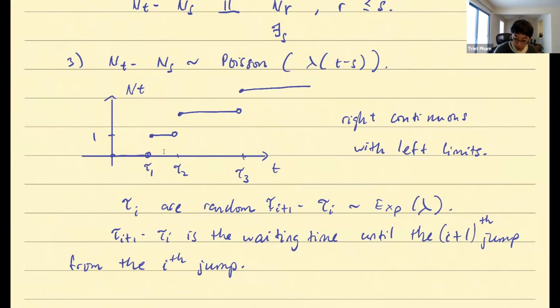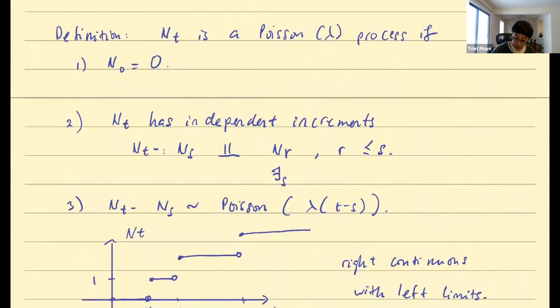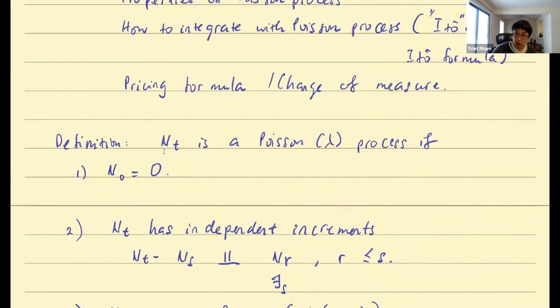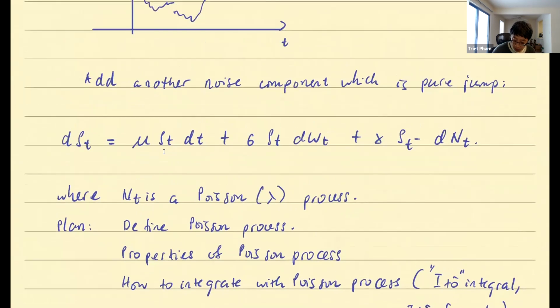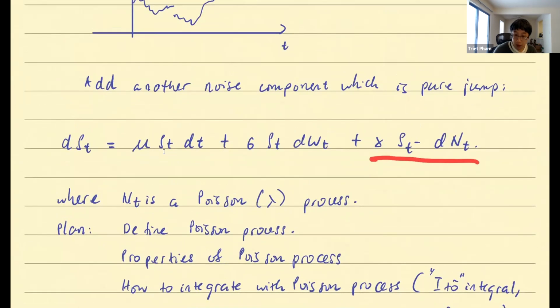Basically, the Poisson process is flat in between. Unlike the Brownian motion where it goes everywhere like this, the Poisson process is flat in between. It only jumps occasionally. So you see that when we incorporate something like this into our stock model, what is the effect?